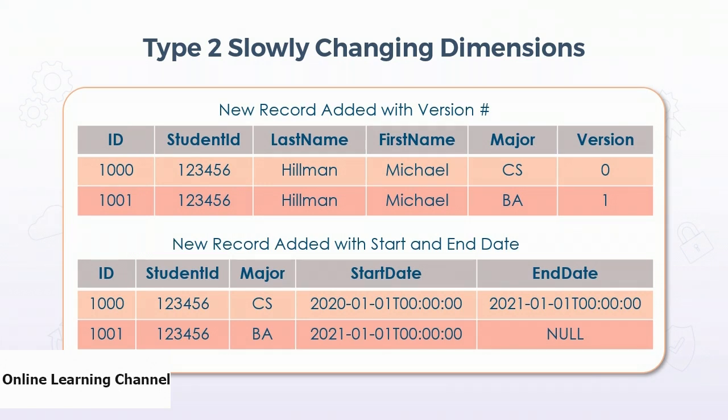In the second example, again there are two records representing different versions of the student ID 123456, and they have different major values. Start date and end date columns represent the effective valid range of each record. So the current record is ID 1001, which became valid January 1st, 2021. Its end date is null, which represents an open end date since it's the current record. The record with ID 1000 became valid on January 1st, 2020, and then became invalid on January 1st, 2021, when the record ID 1001 was created.